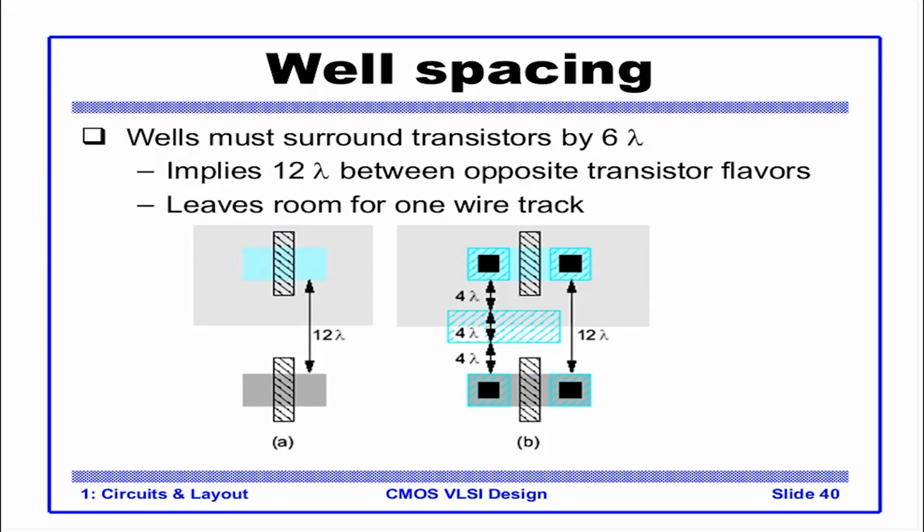So an example design rule could be that well should surround the transistors by 6 lambda at least. So what it implies is that between opposite transistor flavors there should be at least 12 lambda, because you would need 6 lambda down here and again 6 lambda down here. So the distance between these two would be at least 12 lambda. What it again means is that if the distance is 12 lambda, you could actually draw a wire between these two transistors. Why? Because it satisfies the wire design.